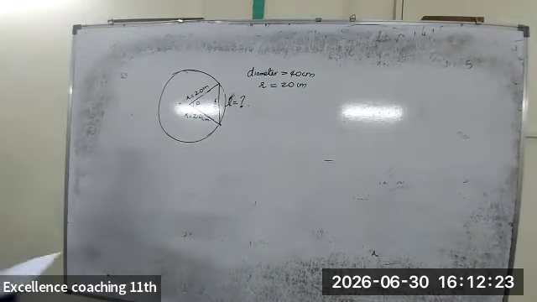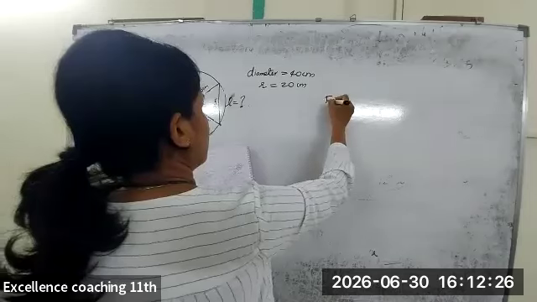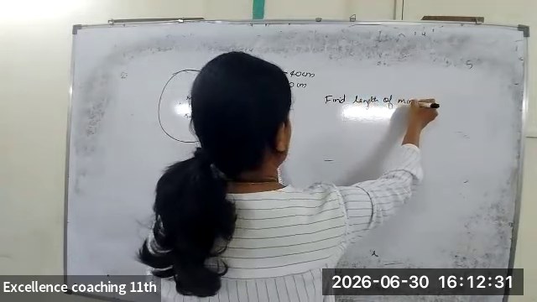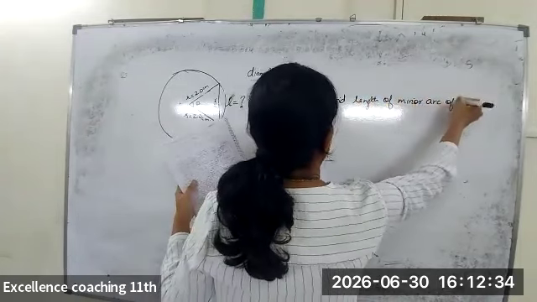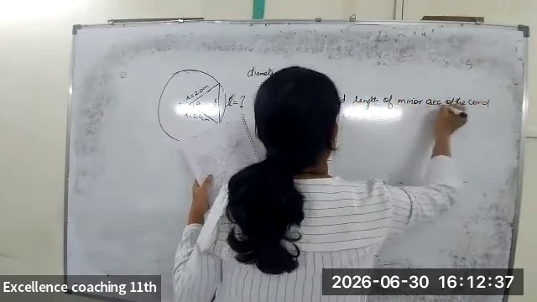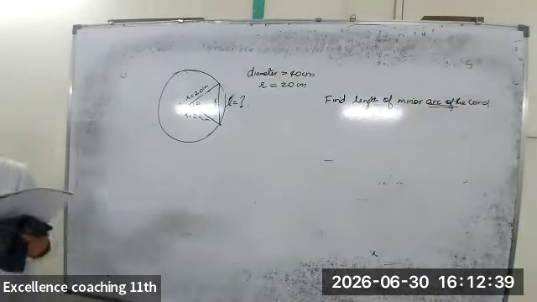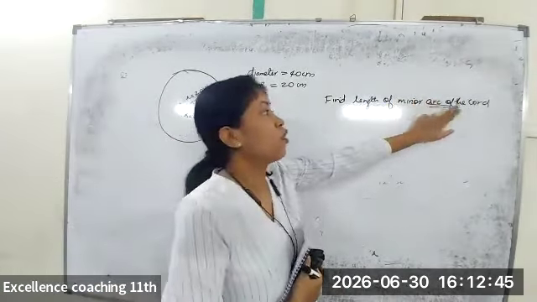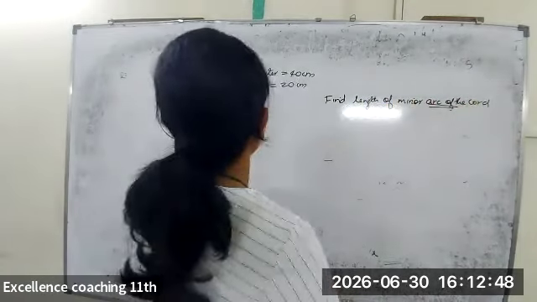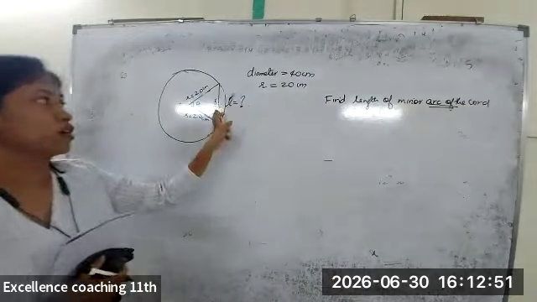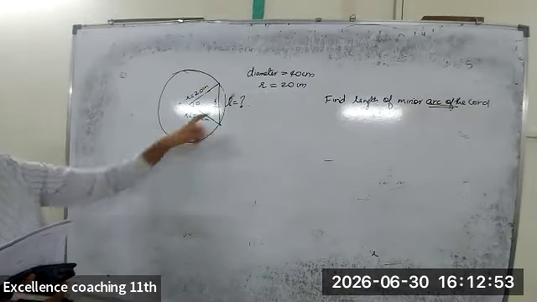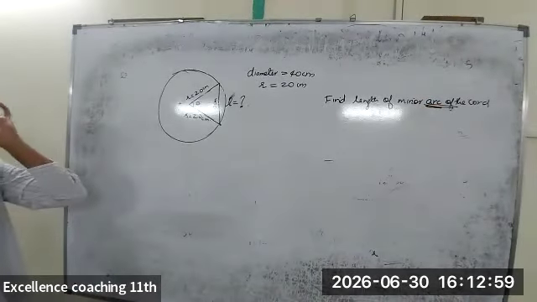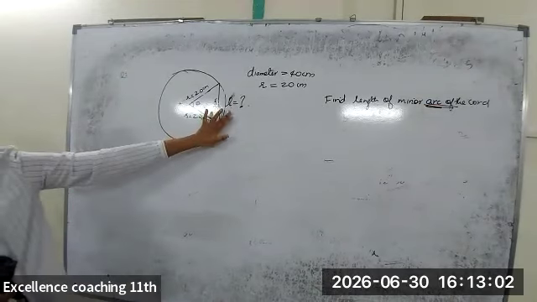Here it's minor arc of the chord. Find length of minor arc of the chord. The word arc is missed out in the question, so just add it there. This is that arc. I have written minor chord by mistake. Chord means this, but the minor arc of that particular chord, not the bigger one. This length is asked. So even if one word is missing, the entire question changes. So minor arc. So L is asked.